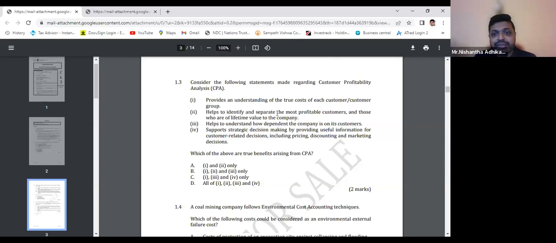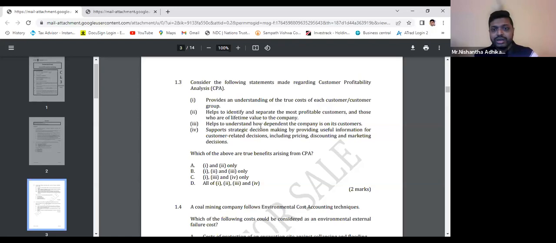Number 2, helps to identify and separate the most profitable customers and those who are of lifetime value to the company. Definitely, you can identify who are the most profitable customers and who are less profitable customers. It is a great benefit of CPA.